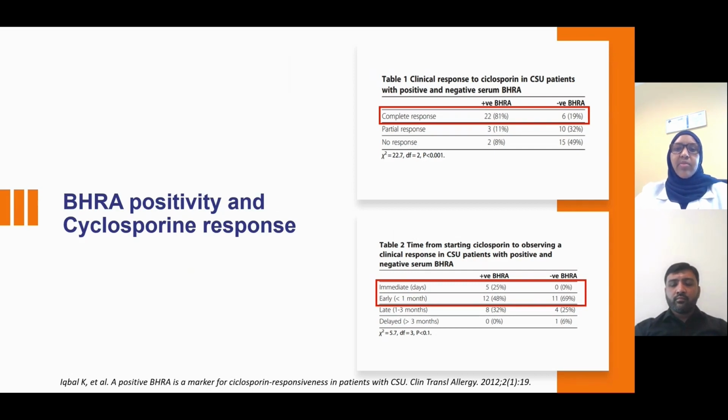Similarly, patients with positive basophil histamine release assay achieved a complete response in 81% compared to only 19% of those who have negative basophil histamine release assay. It is not only the response, but the response in patients with a positive basophil histamine release assay was seen as fast as 5 days compared to those who had a negative test.